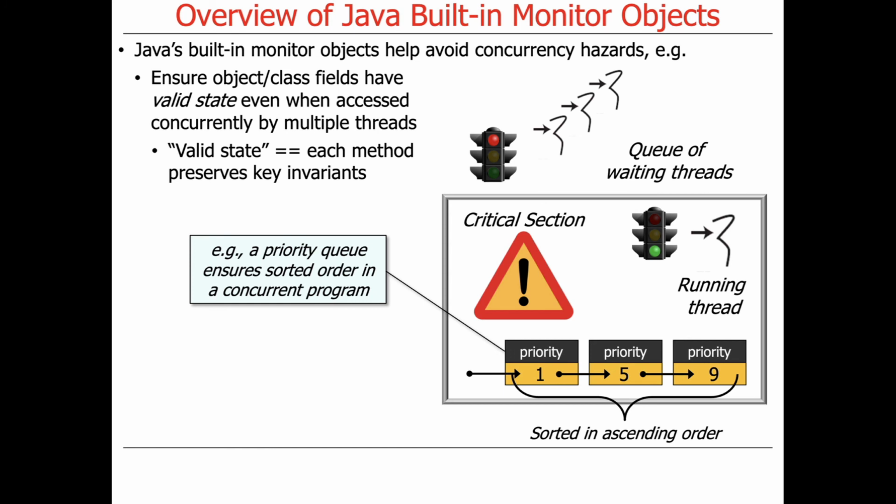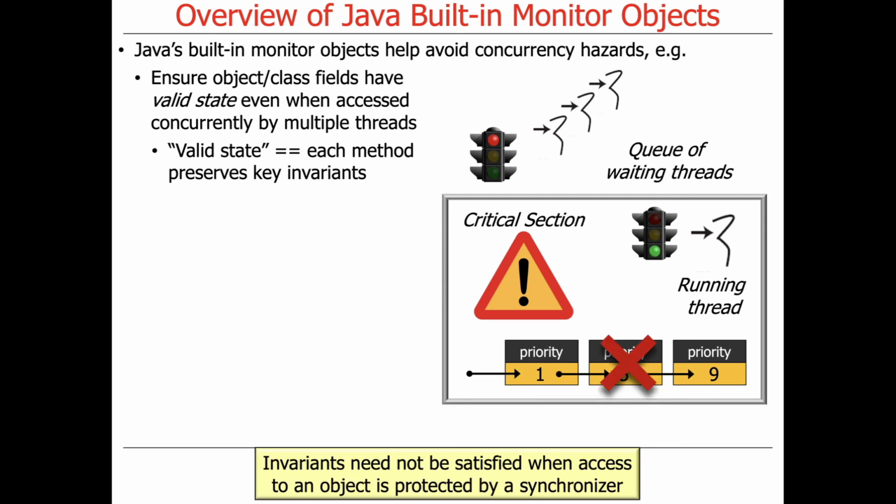So for example, here we have a priority queue that's sorted in ascending order, and we want to use the critical section to make sure that when we insert and remove elements in this priority queue, the ability to maintain the sorted order is preserved whenever a lock is released. Basically what that's saying is invariants need not be satisfied when access to an object is protected by a synchronizer. What that means is when this thread has exclusive access to the critical section, meaning that no other threads can get in there and either read or write to this priority queue, then the invariant need not hold, because of course it's in the middle of changing things, right?